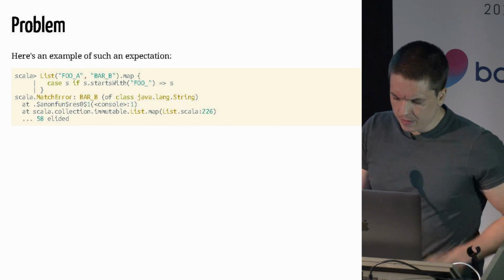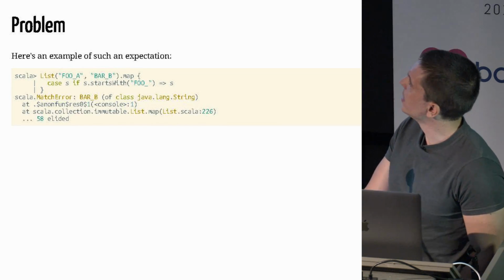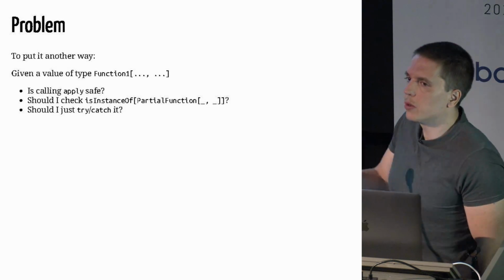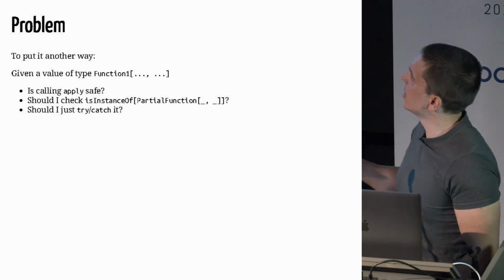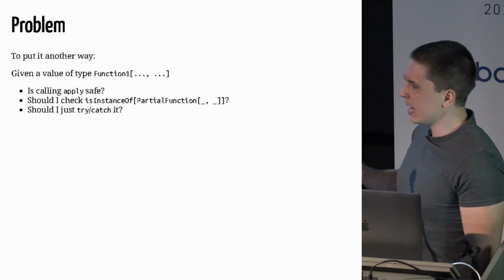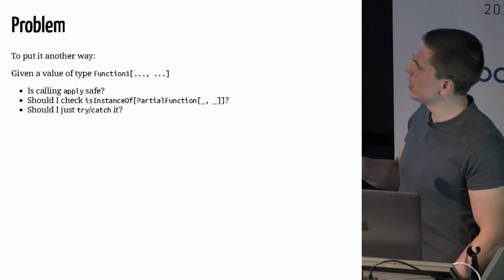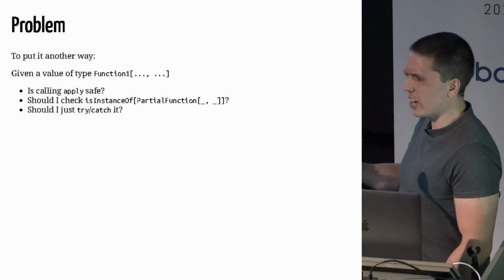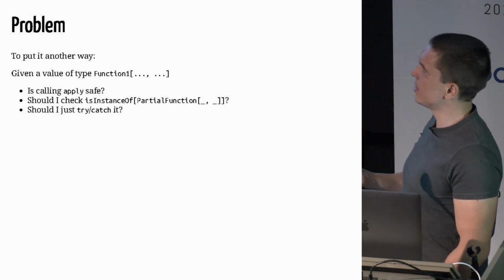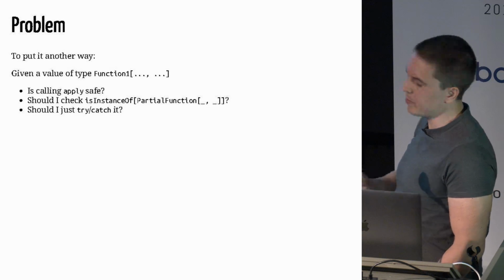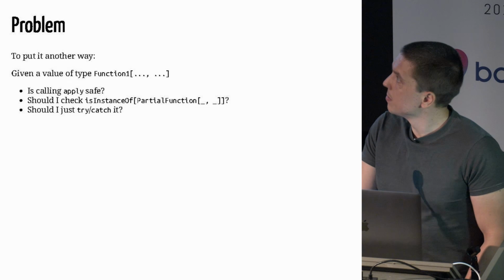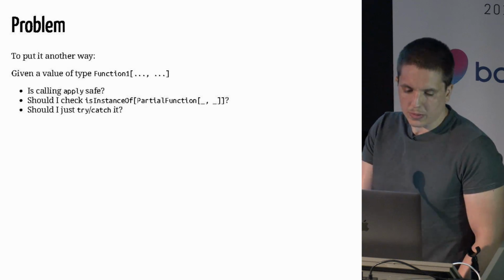So just as another way, the whole point is that you get a function one. Is it safe to call apply on it? Can I? What should I? Am I meant to? Given this thing that partial function does, should I check every time whether it's a partial function, or should I just try? Do we not get to call any function ones because it could be a partial function? It's flawed. It's a flawed design.